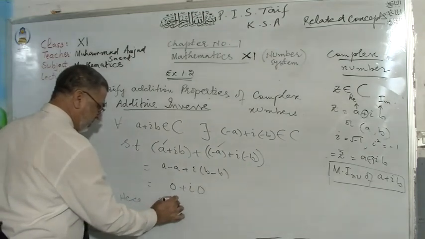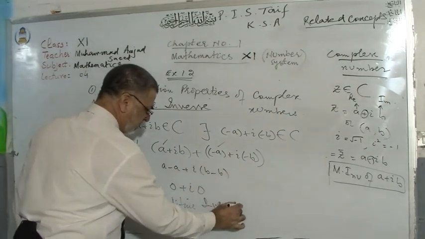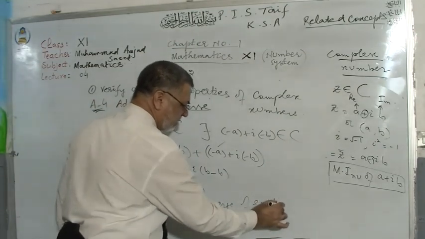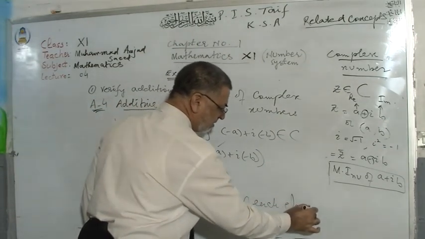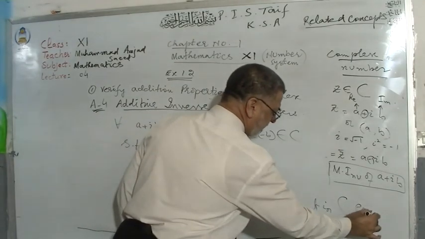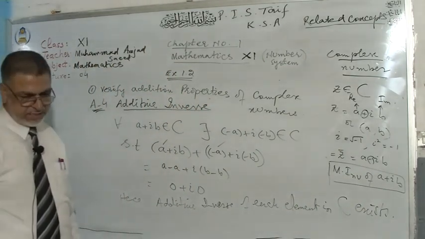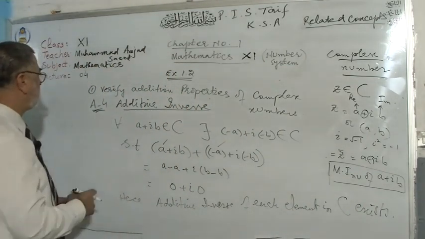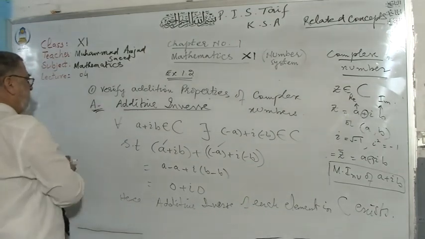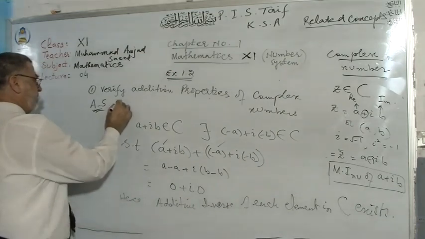additive inverse of each element in C exists. This is known as additive inverse. After that, property number A5, commutative property.